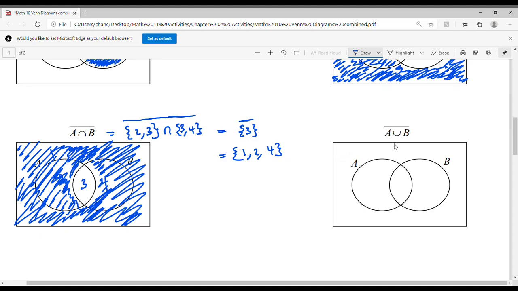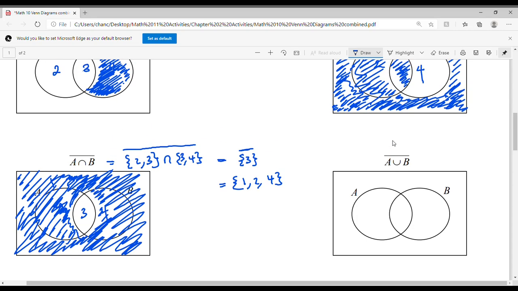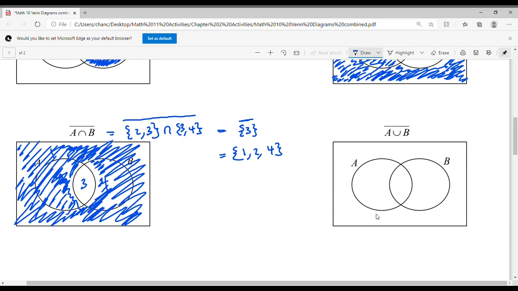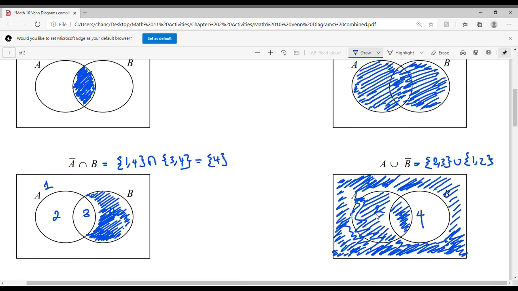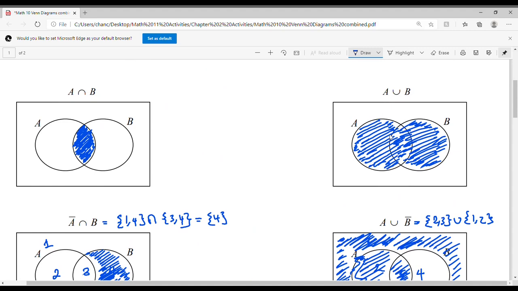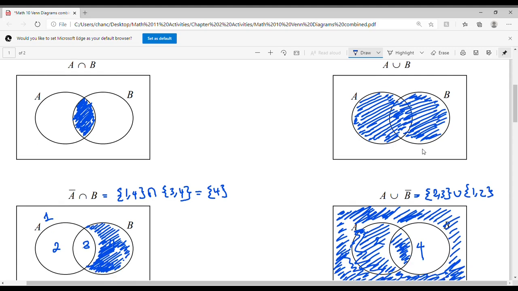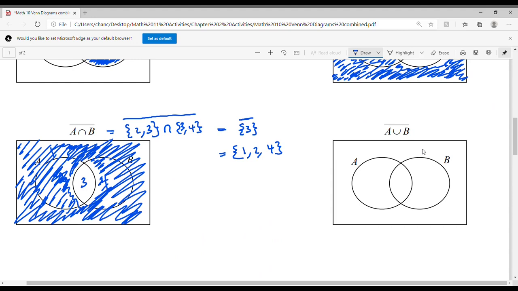For this example, we want to look for A union B complement. I could do the same process by labeling it with numbers, or I could look at A union B. We know A union B is the entire circle for A, the entire circle for B. We know that already from example 2. So what's the opposite of the entire circles of A and B? It's all of the outsides. So for this one, I could just use my reasoning to deduce it is just the outsides of circles A and B.